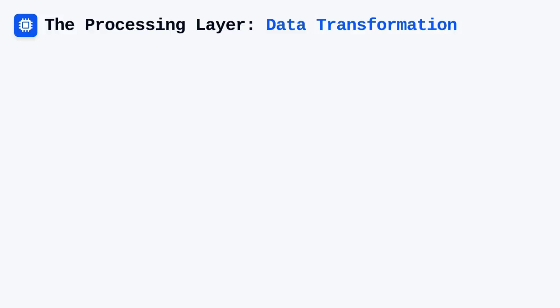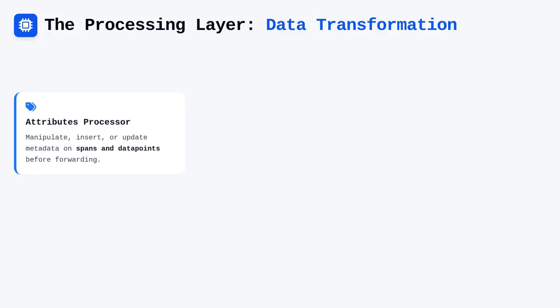After the data has been ingested and memory safety is established, our focus shifts to the processing layer, where the raw data is transformed into meaningful signals. The attributes processor is one of the most frequently used tools here, as it allows you to manipulate, insert, or update metadata on your spans and data points before they are forwarded. For instance, you might use this to append environmental tags, like a production or staging classification, to incoming metrics to enhance your ability to filter them later in Splunk.